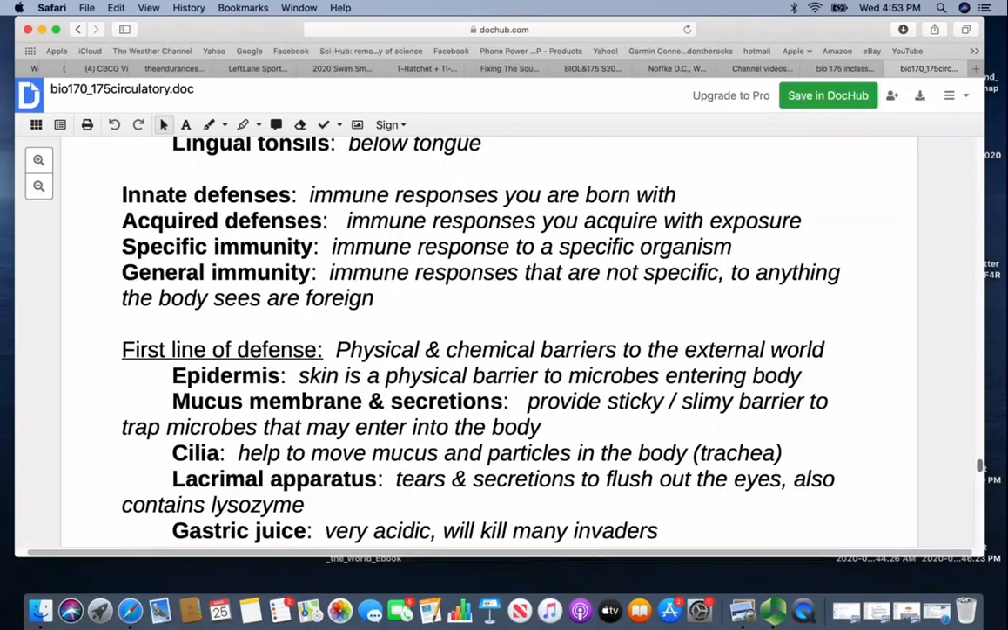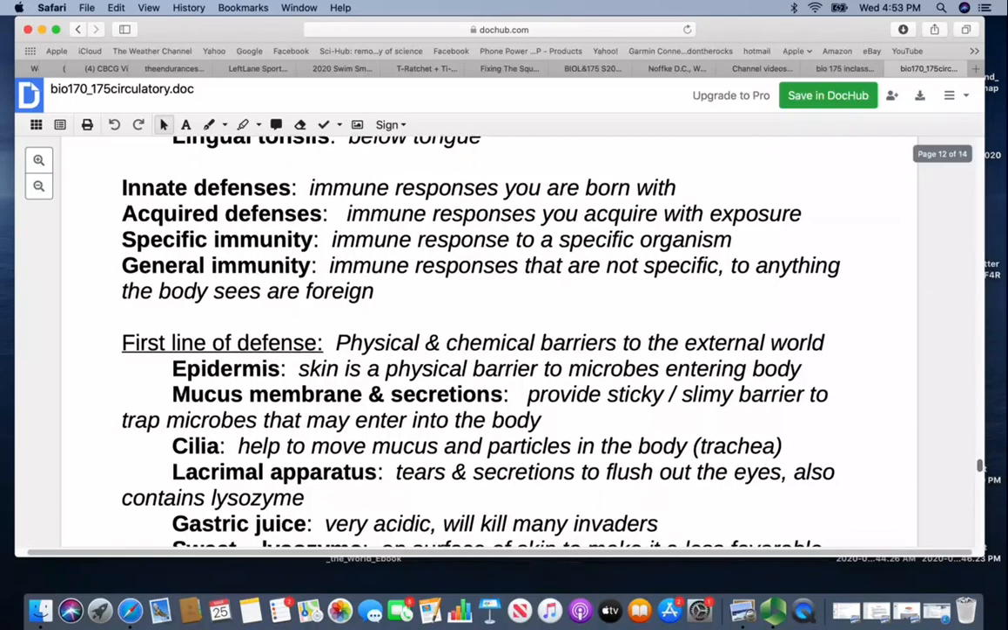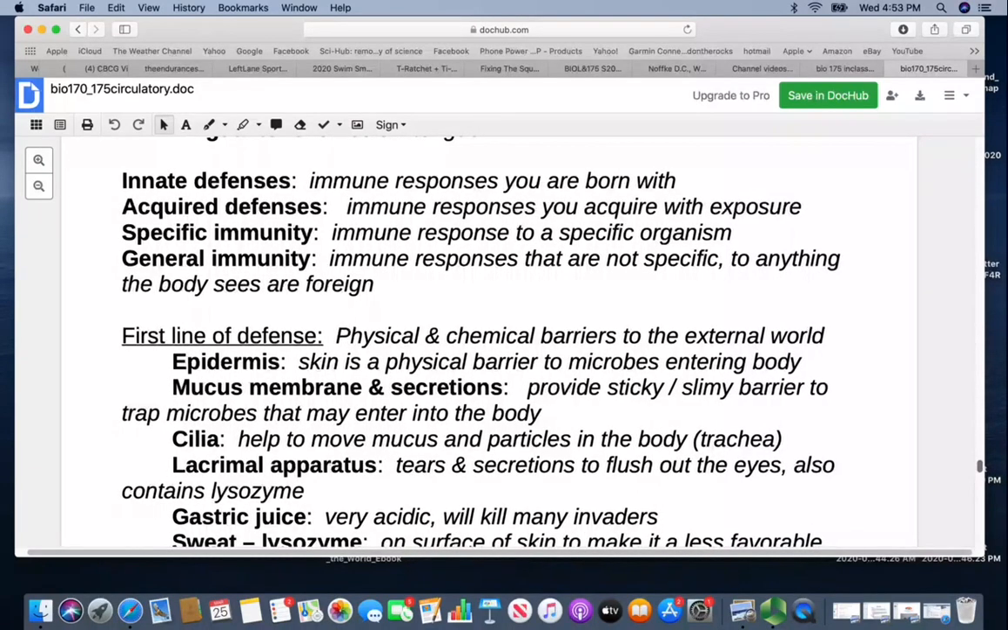So when we look at our defenses, we can categorize them as innate or acquired. Innate are immune responses you're born with. A lot of times it's just things about being human that are incompatible for the invader. Acquired defenses are immune responses you acquire with exposure. You've been exposed to something, now your immune system has learned how to react to it.